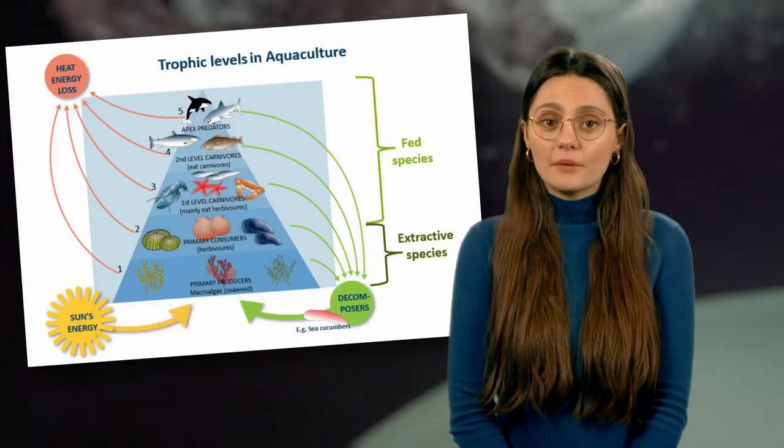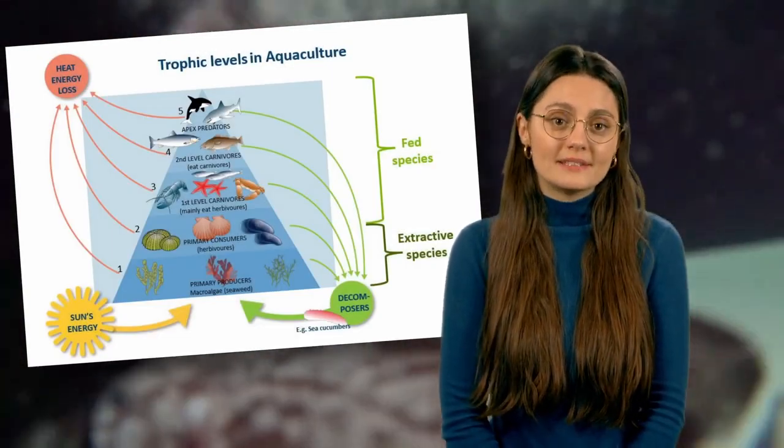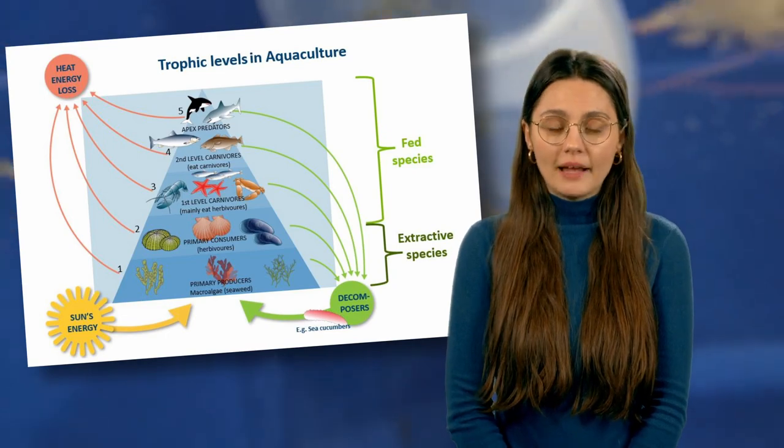Lower trophic levels are found at the bottom of the food chain, also known as the energy pyramid. Here we can find plants and animals that extract their food from the ocean.